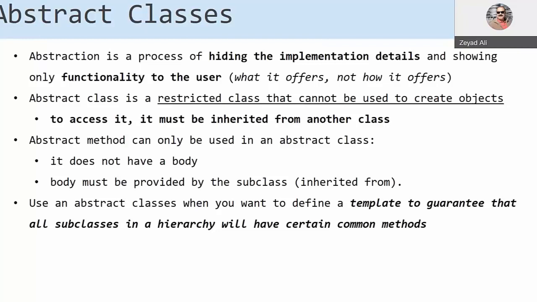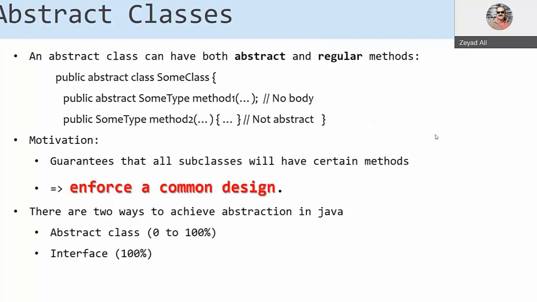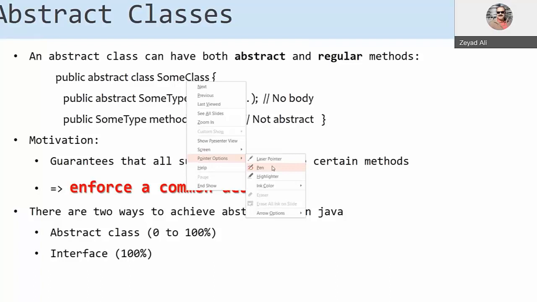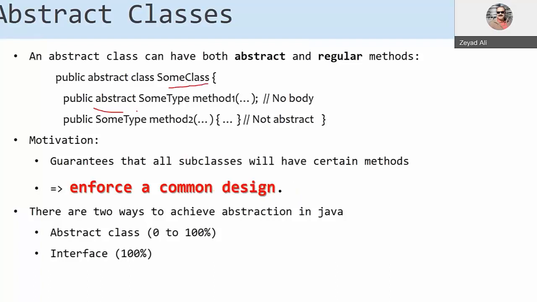Next. An abstract class can have both abstract and regular methods. Let us say this is an abstract class, public abstract class, then the name of the class, SomeClass, as you see here. One method is what here, as you see? Abstract. Another method is not. So if you are a subclass of this class, you inherit this method, method 2. You don't have to implement it. You can override it. But you must implement which method?